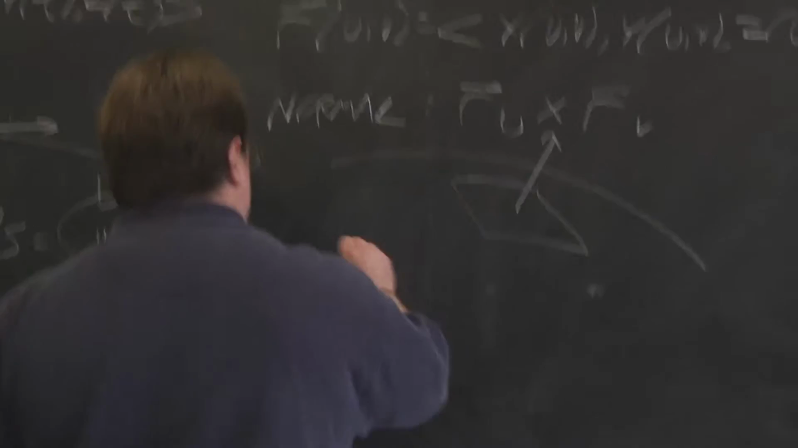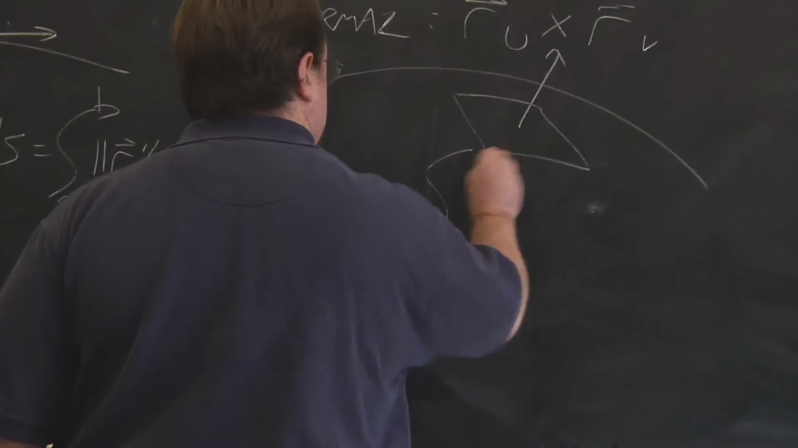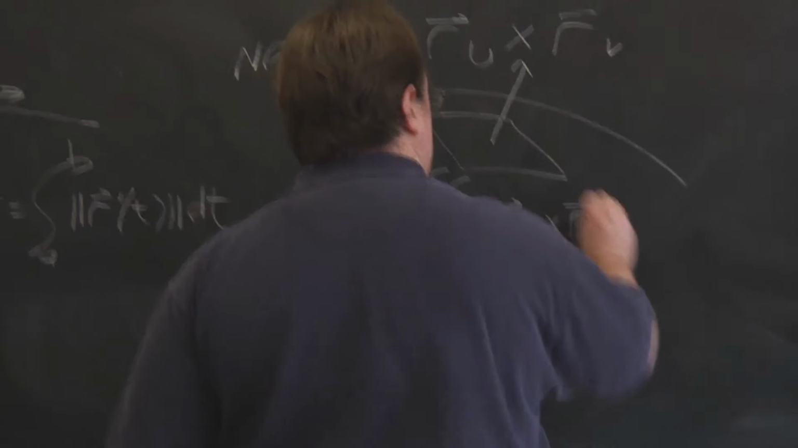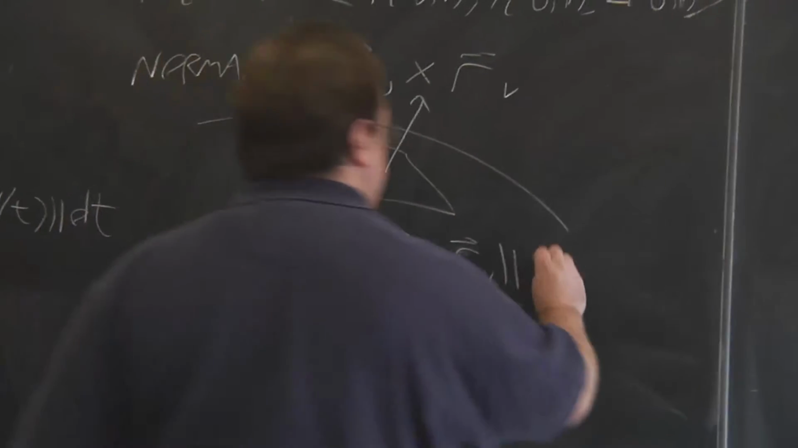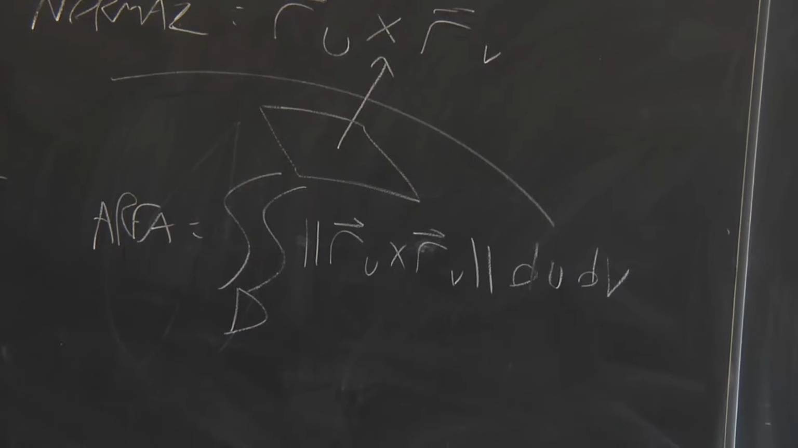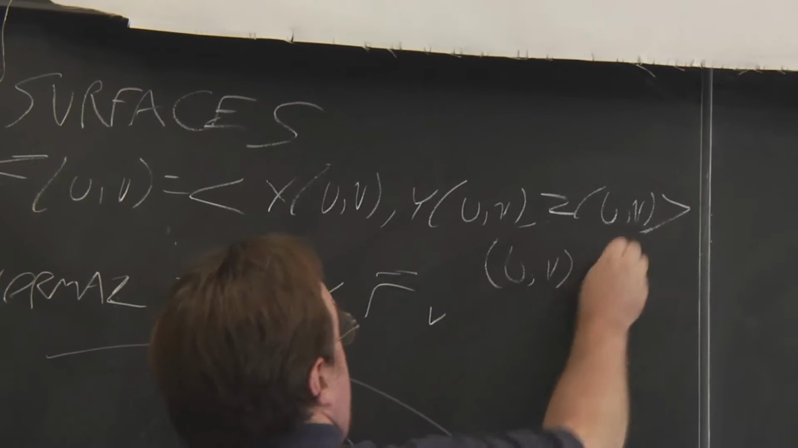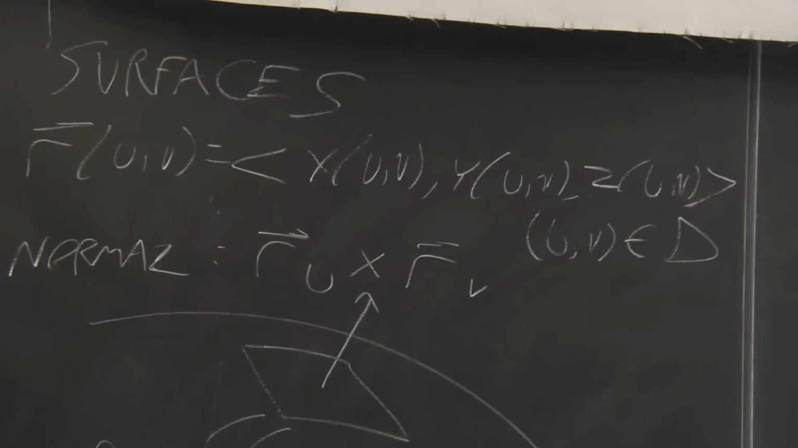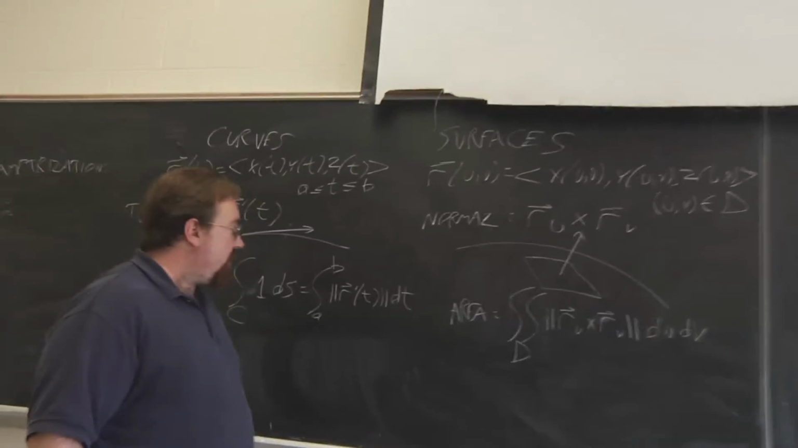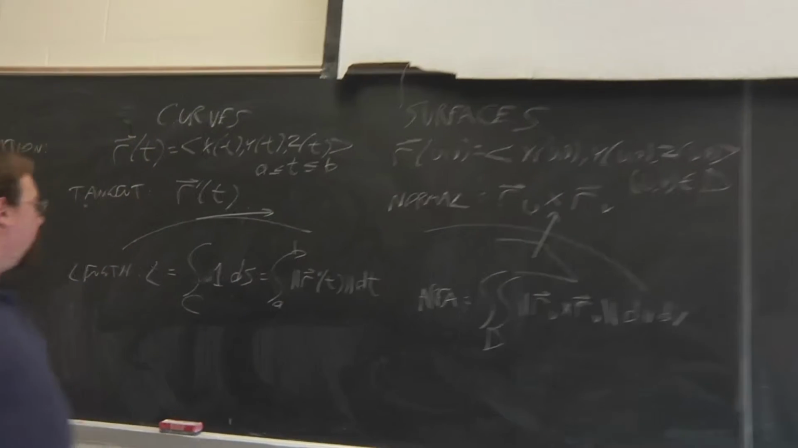Whereas with surfaces, this is what we covered last time, you compute the area. And that would be the double integral of your normal vector, ru cross rv, over the domain where your parameters lie. So here we have t going between a and b. Here we have u and v belonging to some domain D. It could be a rectangle, but it's some two-dimensional region. Okay, so this is how we compute the size of these objects.